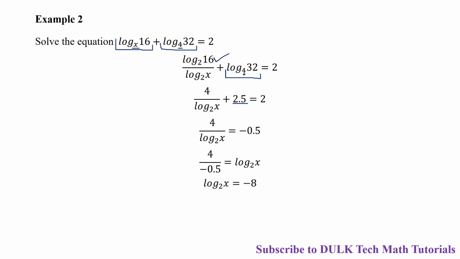And by the definition of logarithms, 2 raised to the power minus 8 will give us this x. So by the definition, we are going to rewrite this in the next form. So x is equal to 2 to the power minus 8, which simplifies to 1 over 256. As simple as this. Right, let's move on to our next example, the third example, which is the last example.